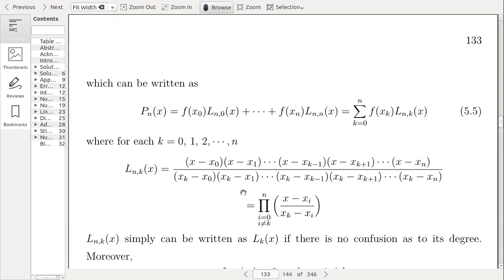And similarly, in the denominator, just observe the terms. They are the same terms as in the numerator, but x is replaced with xk. The first factor in the numerator is x minus x0, and here the first factor is xk minus x0. The second factor is x minus x1, and here the second factor is xk minus x1. So x minus x1, x minus x(k minus 1), and so on: this x is replaced with xk.